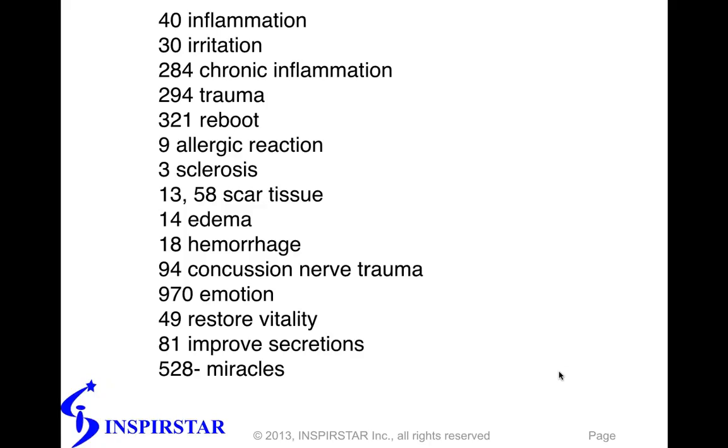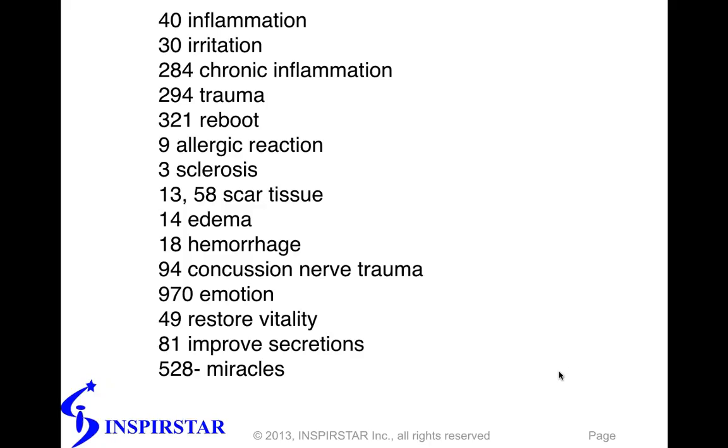So inflammation is a common one, 30 irritation, 284 chronic inflammation, trauma, reboot. What is reboot? 321 is like rebooting the tissue. So when you have a computer that is not functioning very well, what do you do? You reboot it. You turn it off and turn it on. That's rebooting, and we can do that with any tissue. Allergic reaction, sclerosis, scar tissue, edema. That's the list. 970, as I mentioned, the emotional component.